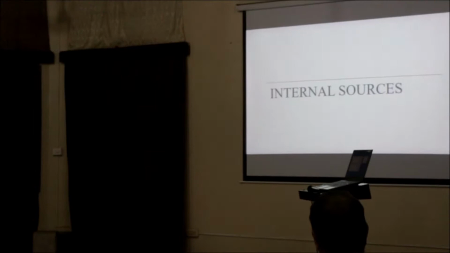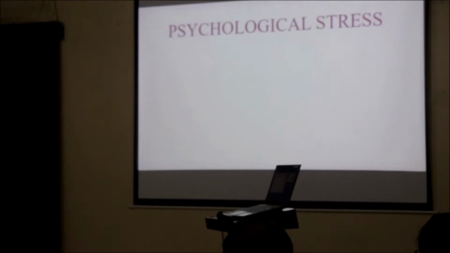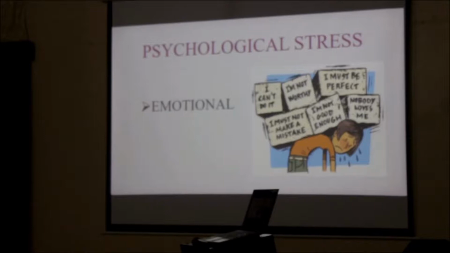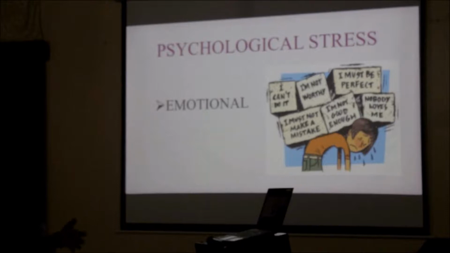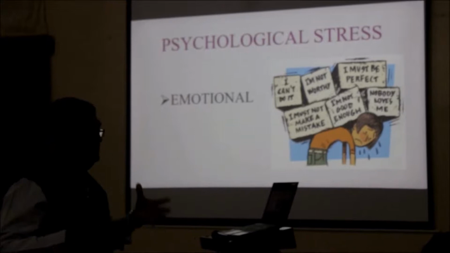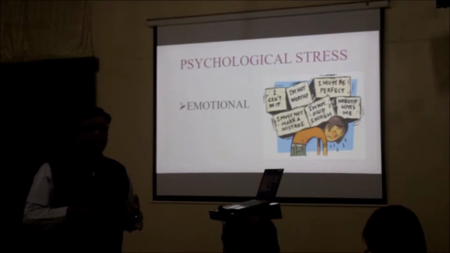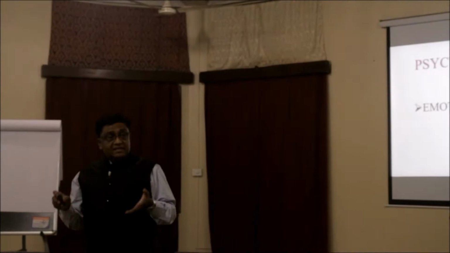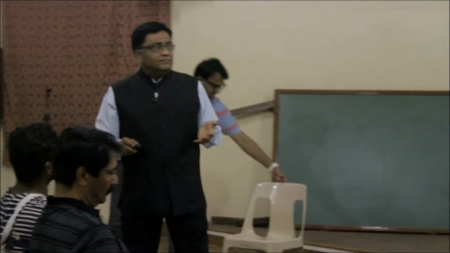Internal sources, one is psychological stress. This is different from external sources. This is an internal source of stress. Psychological stress is emotional stress. We all face this in our lives. Everyone faces this. Emotional stress means what? Fear. Fear is the biggest emotional stress. Fear of the unknown, fear of death, fear of uncertainties. Then frustration. Frustration is also an emotional stress. So fear, frustration, anger. Anger is also emotional stress.